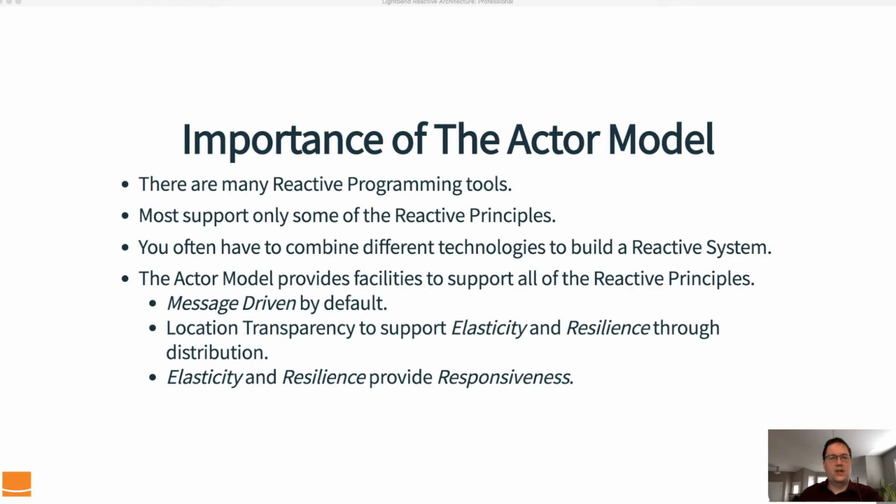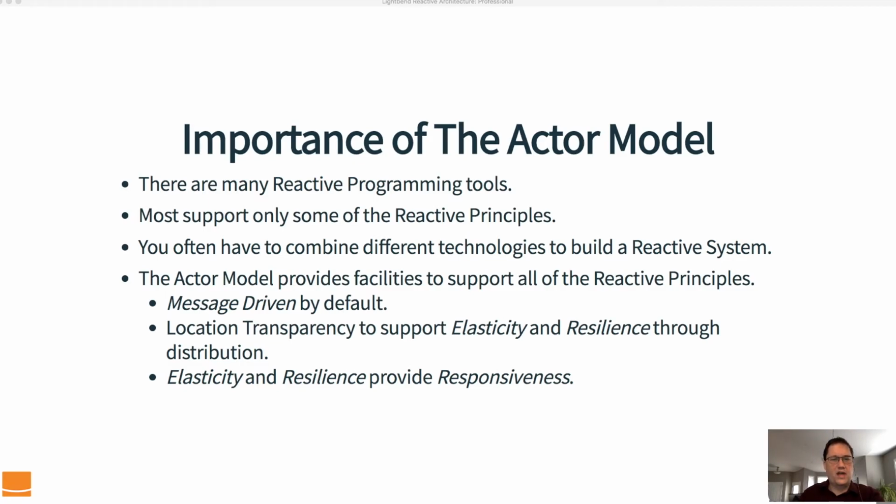So, the actor model is important in many ways. There are many reactive programming tools. We talked about a number of them: Futures, Streams, RX Java, RX Scala, those kinds of things. Most of them support only some of the reactive principles. So they may communicate in an asynchronous, non-blocking way, but they don't really have facilities to give you the ability to scale up, scale down, or be resilient. You often have to combine different technologies if you want to build a reactive system. So you might use your reactive programming tools, but then you need to add other things in, like load balancers and things like that, in order to make sure that you maintain the elasticity and the resilience.